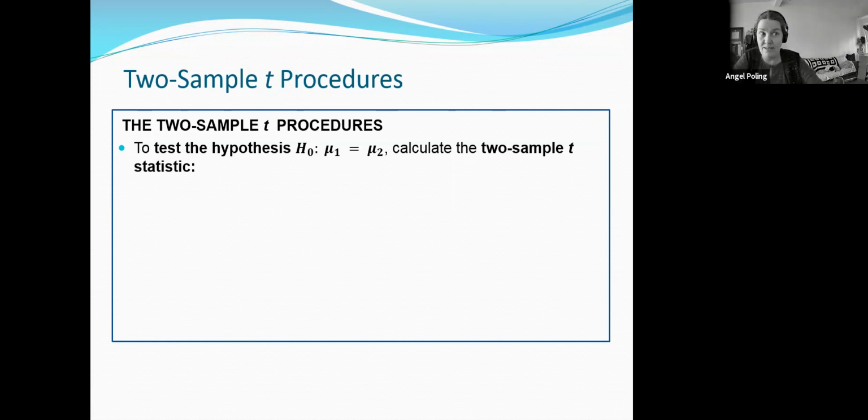We go in believing this. We go in believing there's no difference. There's nothing to see here, right? Like, why are we even looking at this? That's what we go in believing. So mu1 equals mu2.